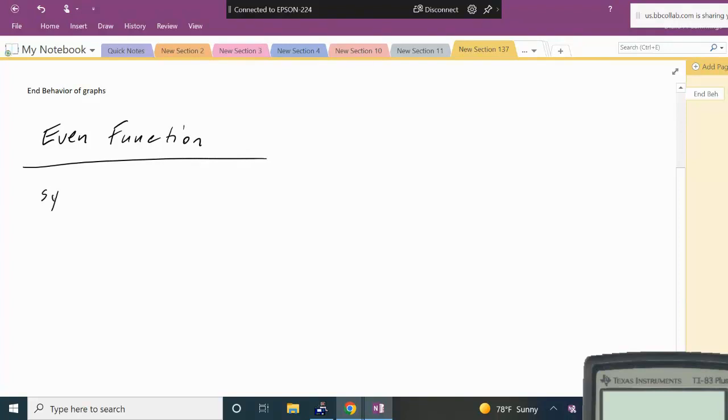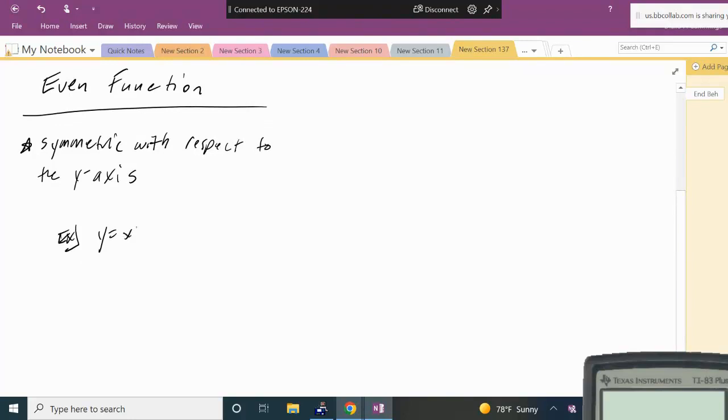Okay, even functions are symmetric with respect to the y-axis. So what that means is if you were to take a graph, for example, we'll use a parabola. Y is equal to x cubed. Excuse me, y is equal to x squared. Right? And if you were to graph y is equal to x squared, you form a parabola. This parabola is an even function, which means it's symmetric with respect to the y-axis, meaning that we can fold this graph onto itself about the y-axis. Okay, if we were to take this graph and fold it vertically on the y-axis, the graph would overlap itself.